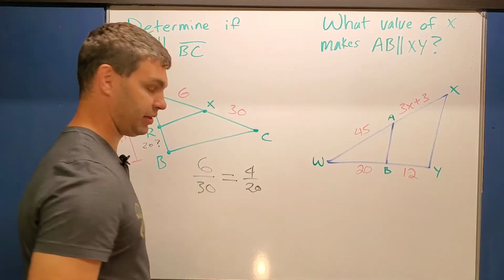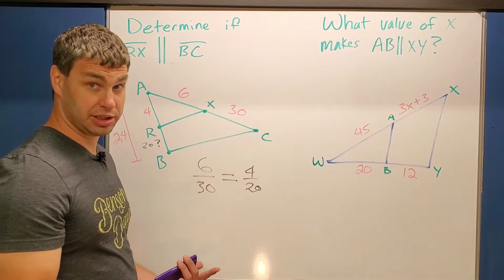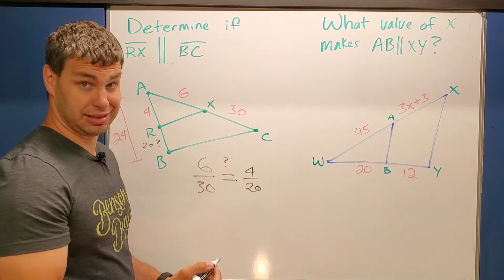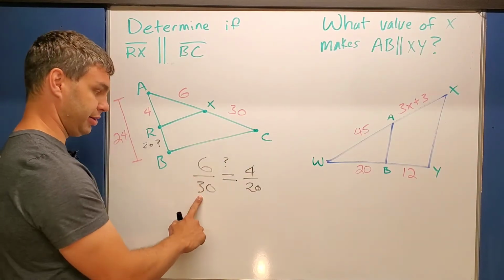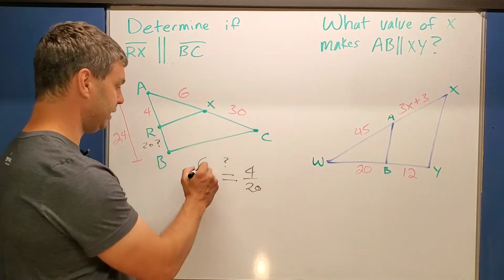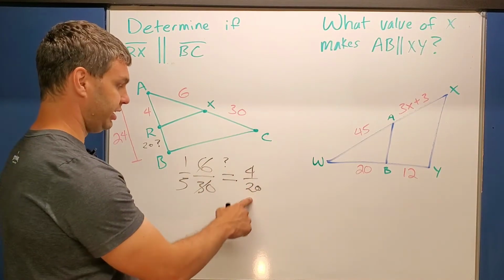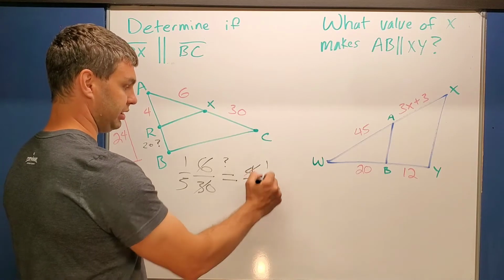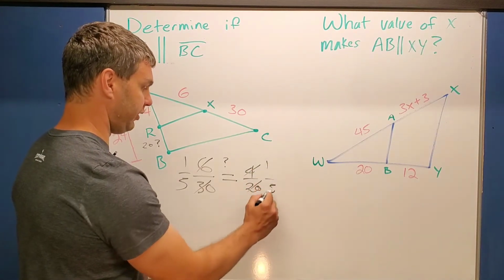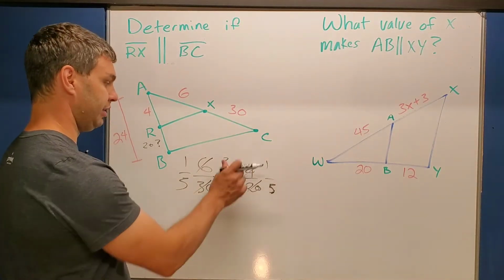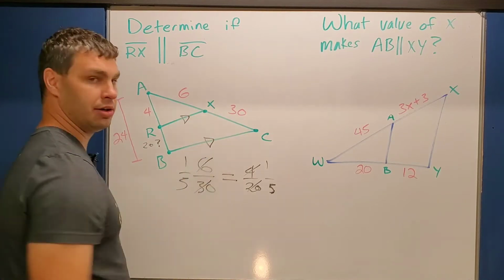And then just simplify both of these fractions down, and if they equal each other, technically we're trying to see if this equal sign is true. If it is true, then those are parallel lines. So 6 divided by 30, those are both divisible by 6. So I can switch that to be 1/5, dividing each of those by 6. Over here, 4 and 20 are both divisible by 4. And again, 4 divided by 4 is 1. 20 divided by 4 is also 5. Since 1/5 equals 1/5, then that is a true equal sign, and therefore these two lines are parallel.